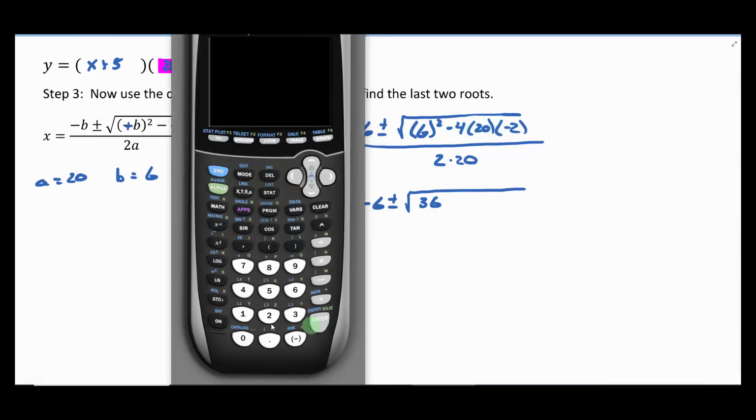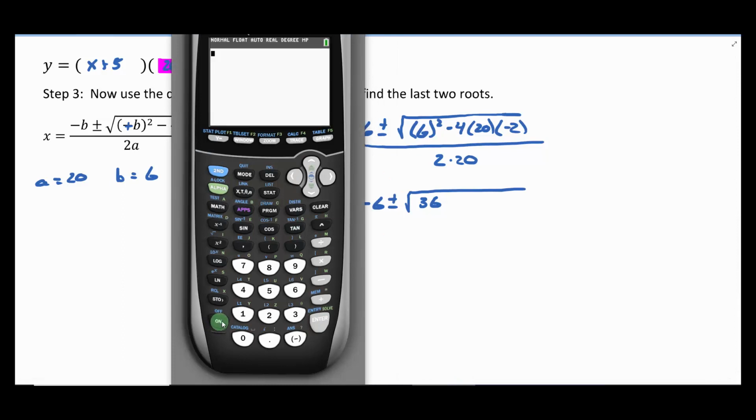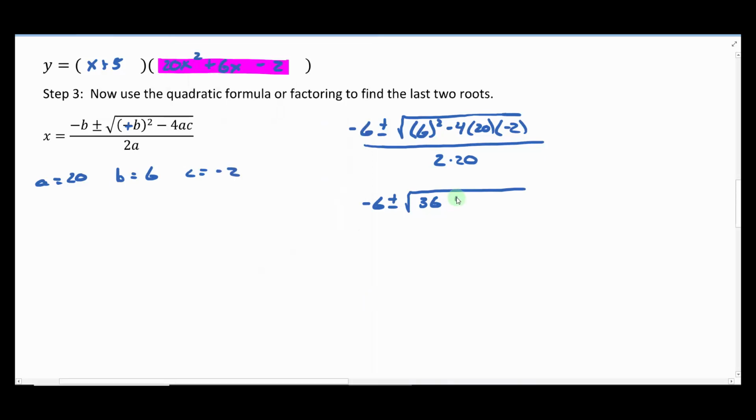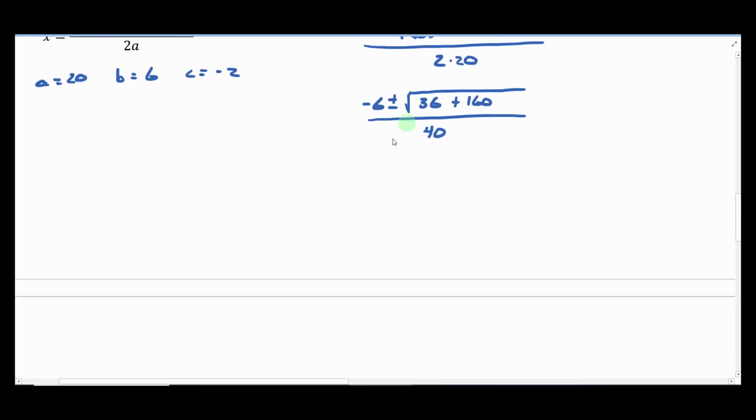Let me pull up my calculator here, and we'll crunch that number. So we got 4 times 20 times 2, and we get 160. Right, and that'll be a plus 160. And again, that's because we have two negatives, right? So negative times a negative makes a positive. So there we go. And then 2 times 20, that's 40. All right, let's keep going.